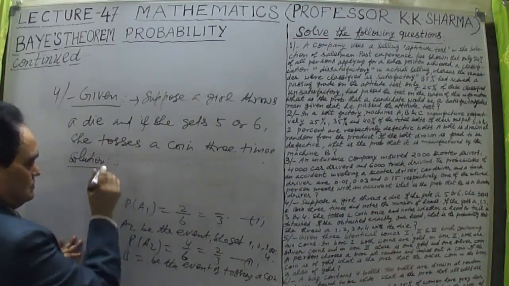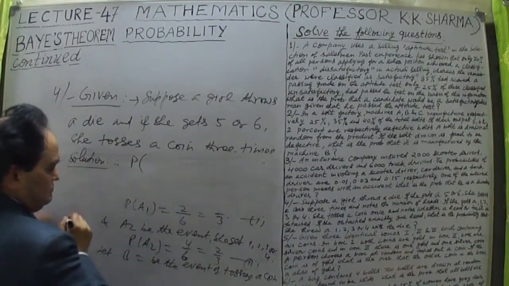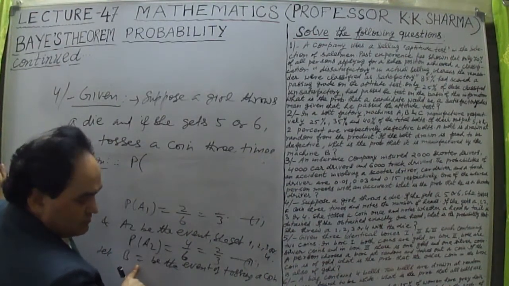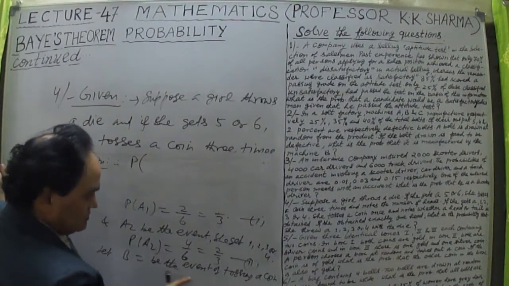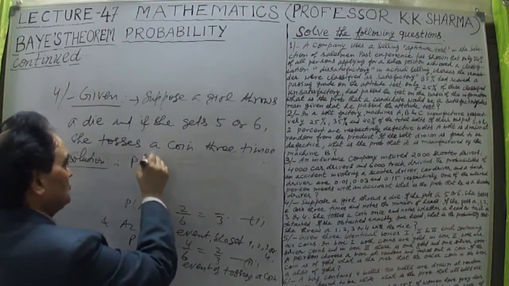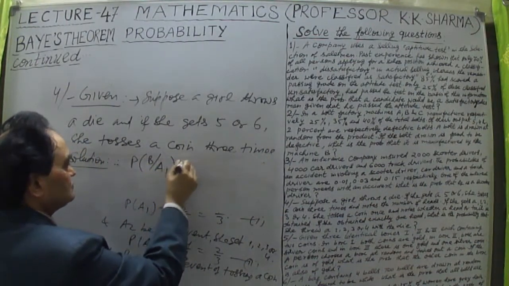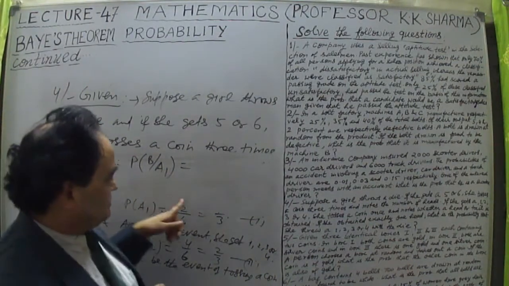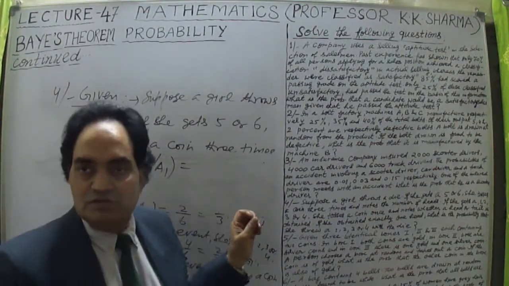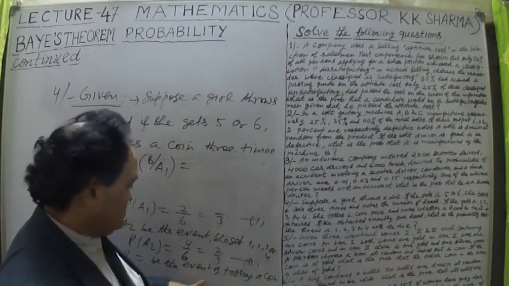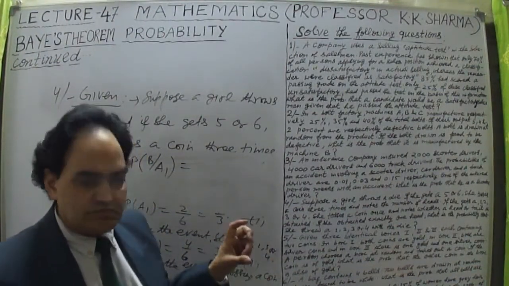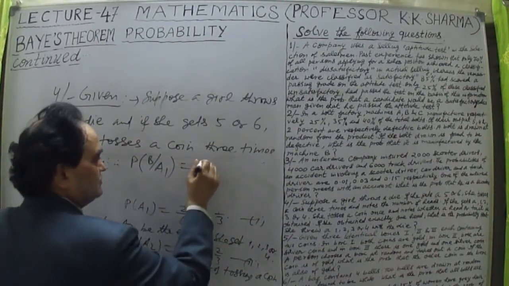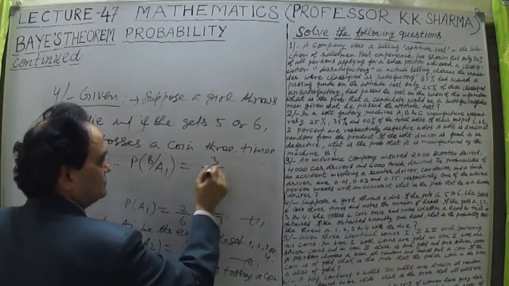Therefore, the probability of B upon A1, this being the event of tossing a coin. In the first case, if she is tossing a coin, what is the probability of that? It means C will toss a coin 3 times and gets a head once only. So that case is 3 upon 8.